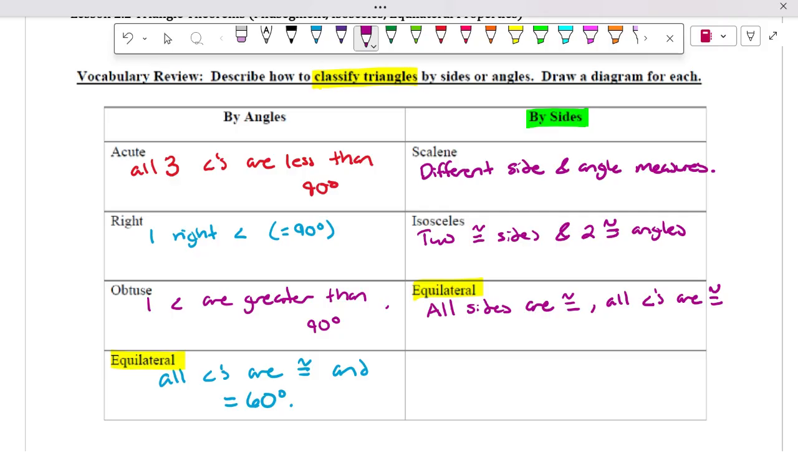So, scalene and isosceles can be described by any of these angles. So you can have an acute scalene, a right scalene, an obtuse scalene. You can have an acute isosceles, a right isosceles, or an obtuse isosceles. All right, all three of those options are possible. Equilateral is the only one that's weird.